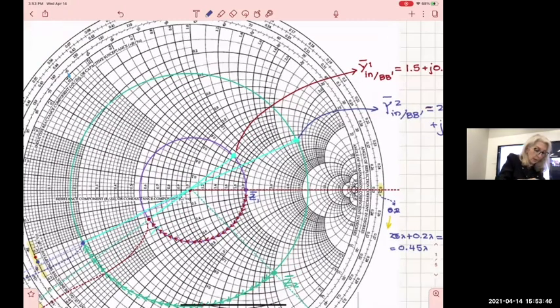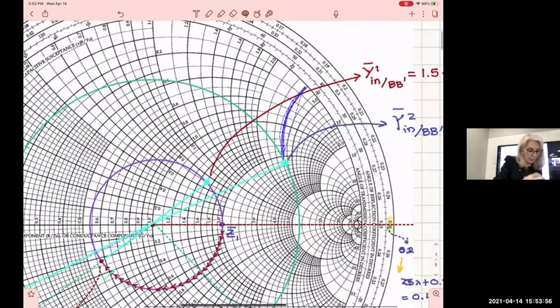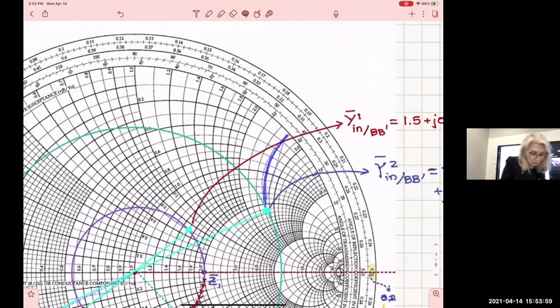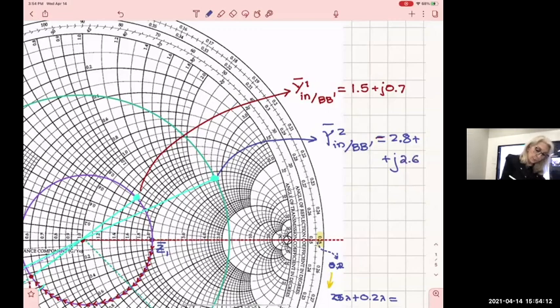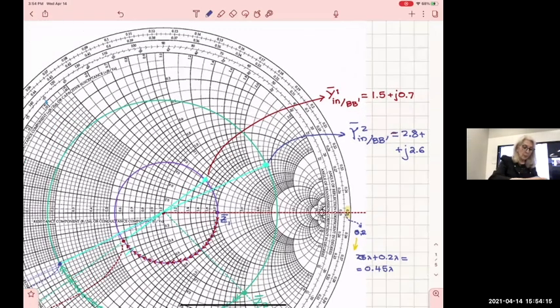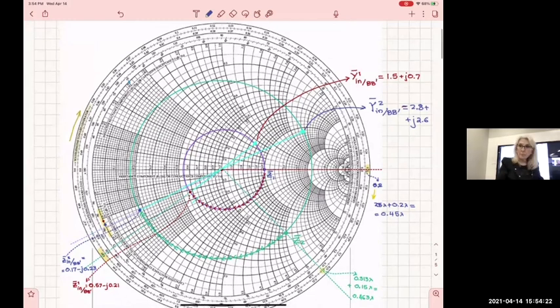And how do I find the reactive part? I move along the circle that gives me the reactive part, which is this one. The reactive part is 0.2 above it, 0.3 above it, 2.0 above it, 3.0 below it. So it's 2.2, 2.4, 2.6. So it's about 2.6. Okay, now why is that important? Because then I can find the total impedance, or the total admittance, of the two by summing them up.